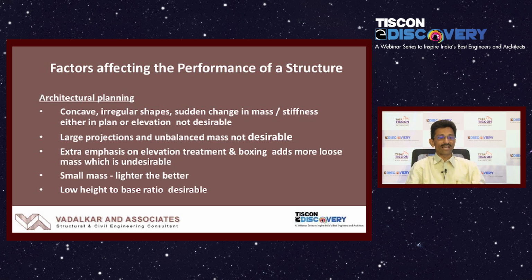So it is always better to have lighter mass, because a doctor also recommends all the time that, okay, patient, you should reduce your weight so that you are healthy. The same thing happens for our buildings as well. If you have limited mass or less mass, it is always better. Similarly, a low height to base ratio is also desirable. This is called the aspect ratio, and it is generally advisable to keep it less than about 6.